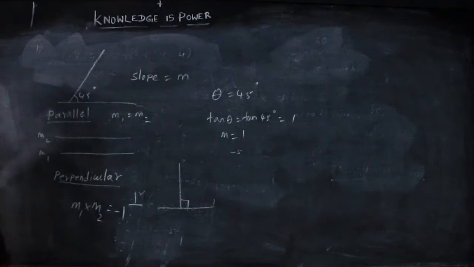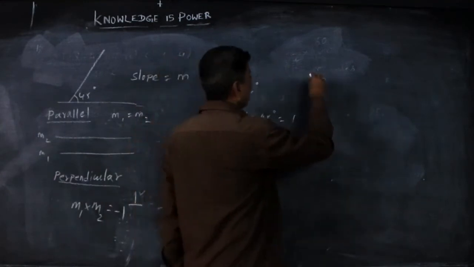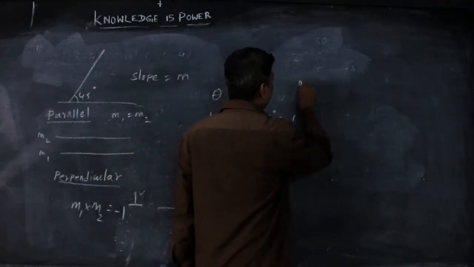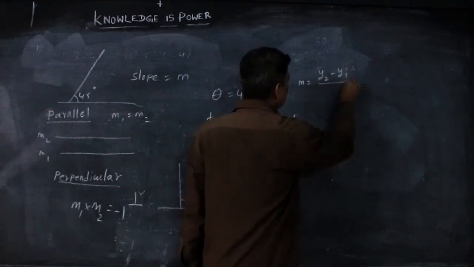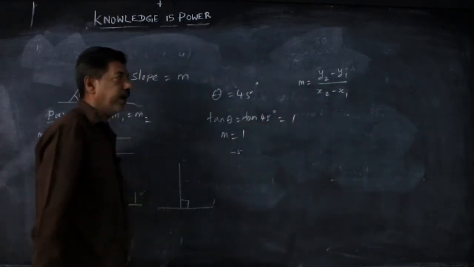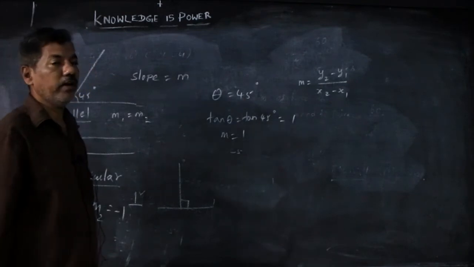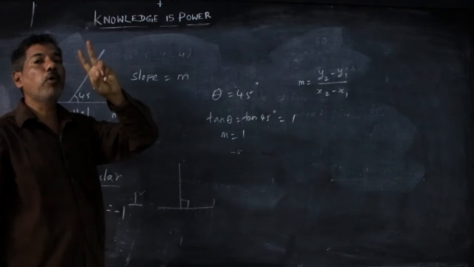Is it clear? When 2 points are given, how do we calculate the slope? In the question itself, when 2 points are given, m equals y2 minus y1 by x2 minus x1. When do you have to use that? When 2 points are given.